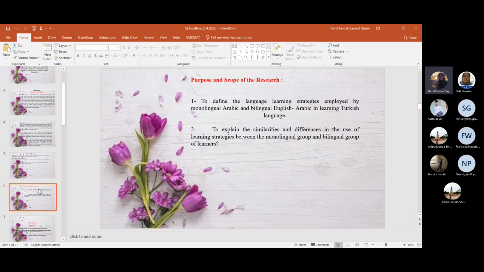The purpose, of course, is to define those strategies employed by monolingual versus bilingual speakers in the same Turkish class. And the second one is to explain the similarities and differences in the use of learning strategies between both of the two groups.